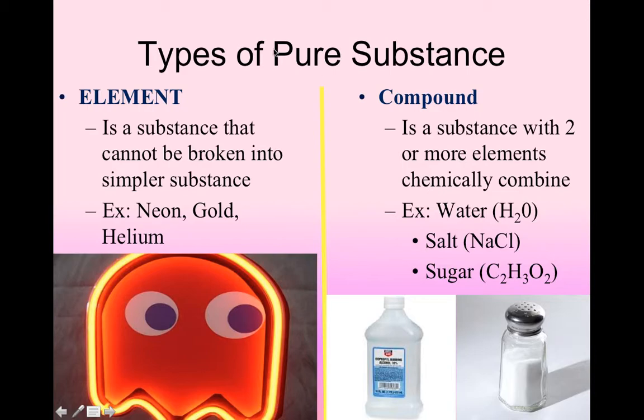Now, let's go through the different types of pure substances. An element is a single unit. It's one substance that cannot be broken down into anything simpler. An example would be neon, gold, helium, hydrogen, any element on the periodic table. Compounds, though, are where I take two or more of those elements and chemically combine them. That means I've got to go through a chemical reaction to combine them, such as water, salt, and sugar, or rubbing alcohol. All of those are examples of compounds.